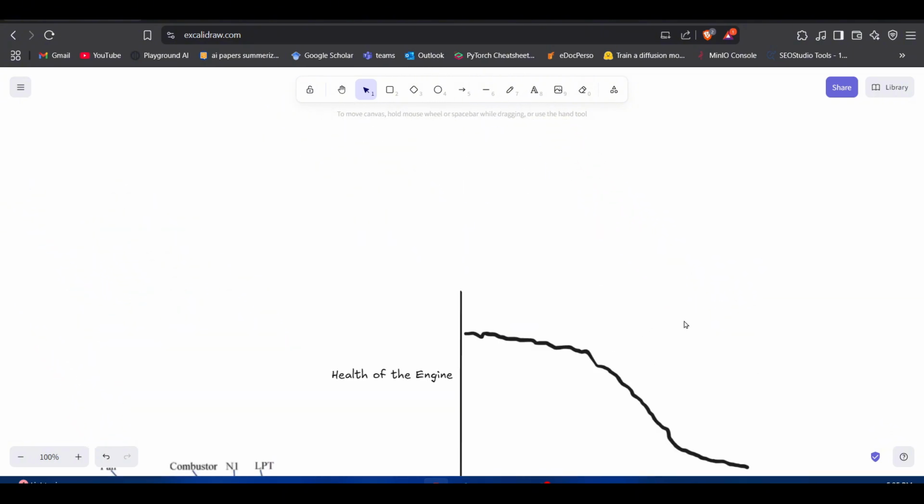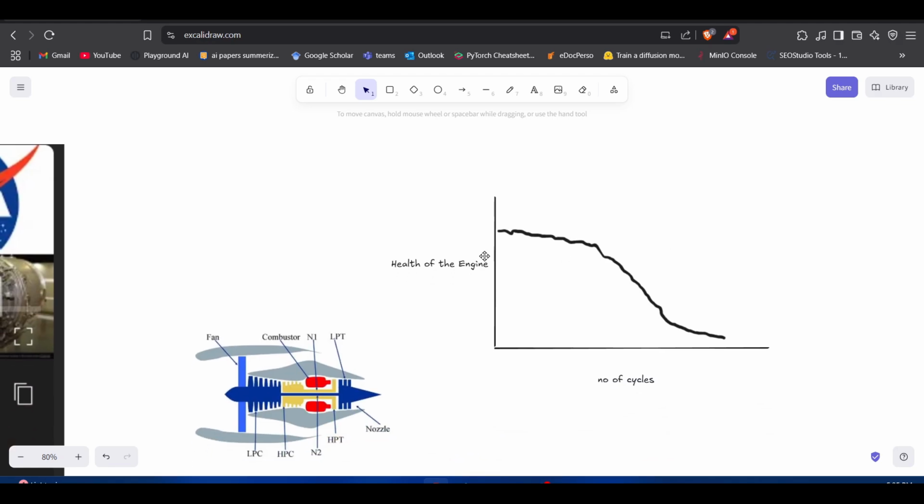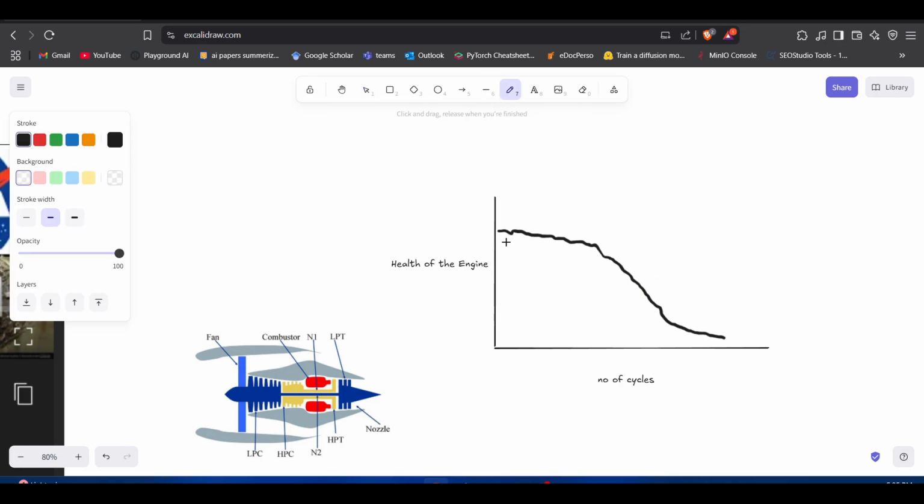But this is a very nonlinear curve, and it's very difficult to predict how it will behave for different types of engines. Sometimes it will immediately drop. For example, in some cases it may drop something like this. For others, it just goes on and takes a lot of time to degrade.